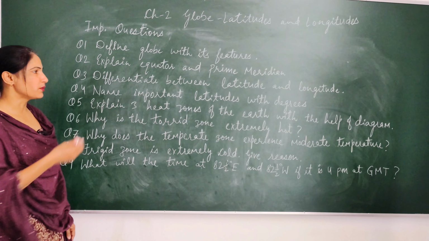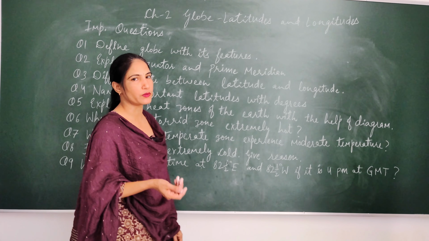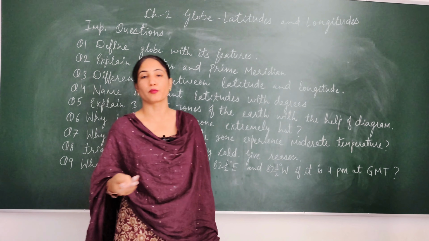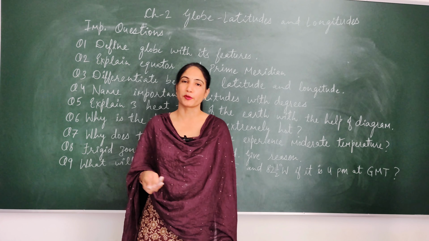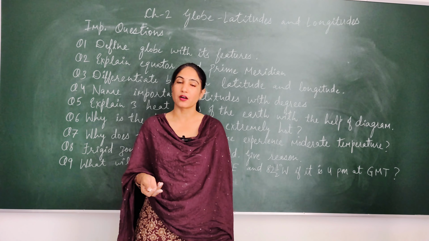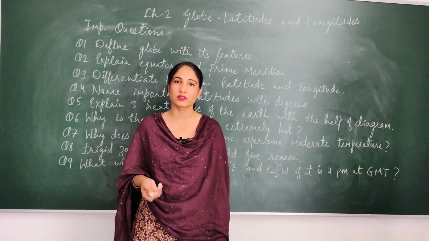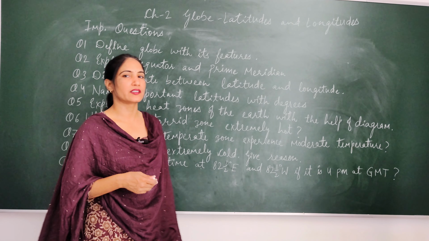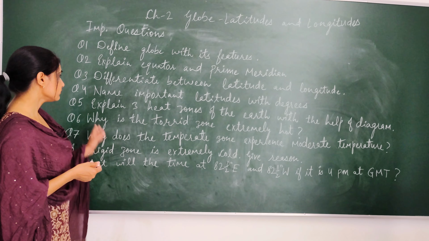Next question is about important latitudes with their degrees. Equator is located at 0 degree, Tropic of Cancer at 23.5 degree north, Tropic of Capricorn at 23.5 degrees south, Arctic Circle at 66.5 degree north and Antarctic Circle at 66.5 degree south.